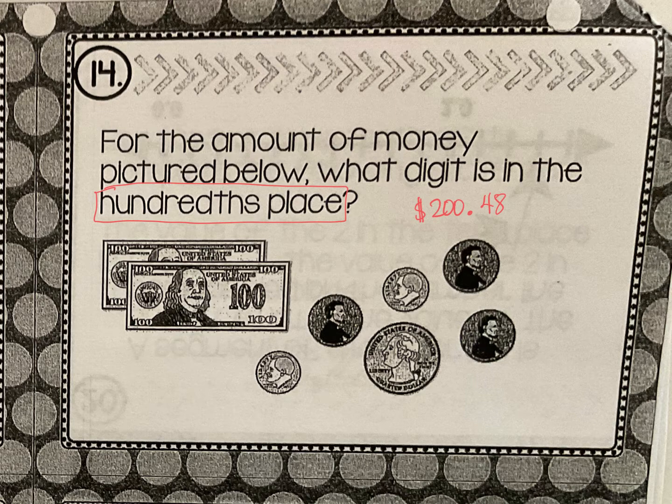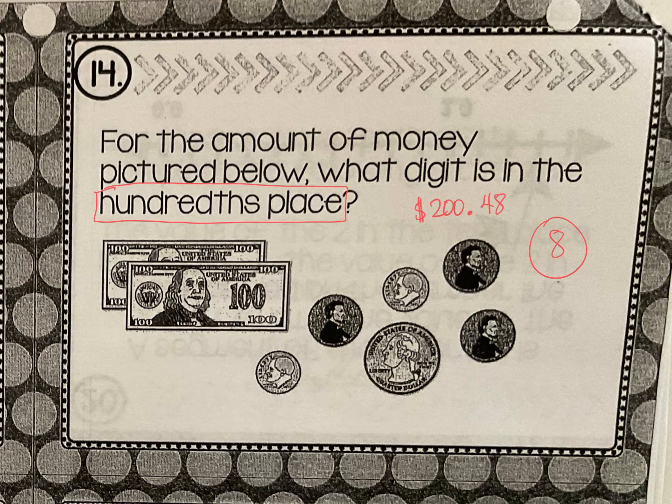All right, it wants to know what digit is in the hundredths place. Well, let's go look at our digits. What place is the 8 in? Hundredths. What place is the 4 in? Tenths. Ones, tens, hundreds. Okay, so tell me, what is in the hundredths place? The 8. The 8 is in the hundredths place.